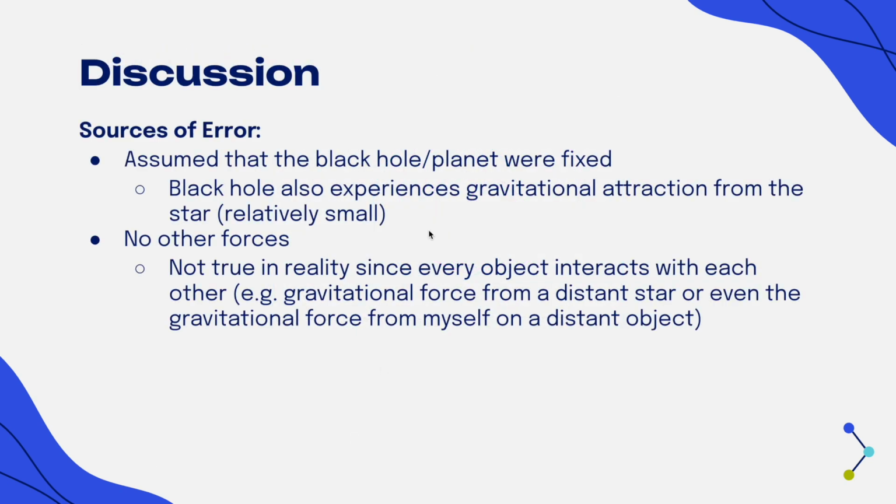The main source of error was assuming that the black hole in the first part and the planet in the second part were fixed objects. They also experience gravitational attraction from, for instance, the star in both systems. Additionally, there are other forces acting on the objects. Another example is that I myself am exerting a gravitational force on our own star. But that isn't typically taken into account in these models because it's a very negligible force. It's very small in magnitude relative to the other forces at play.